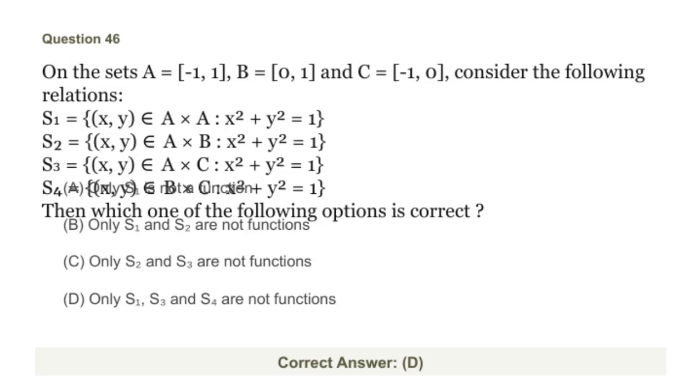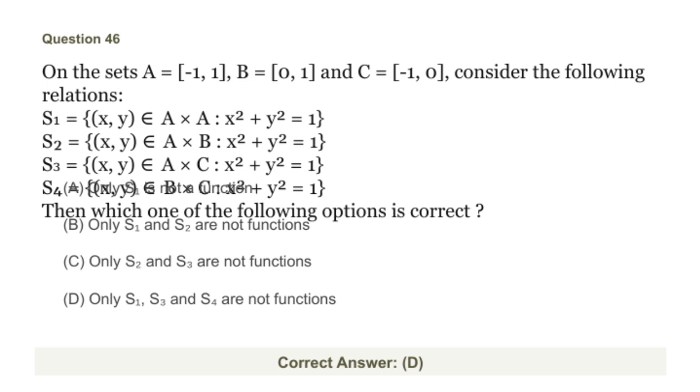Let's analyze the relations S1, S2, S3, and S4 based on the given sets. First, recall that a function maps each element in the domain to exactly one element in the codomain. Now, looking at S1, which involves the set A with itself, we see that points on the circle defined by x squared plus y squared equals 1 are involved. Since for certain x values, there are two y values satisfying this equation, S1 is not a function.